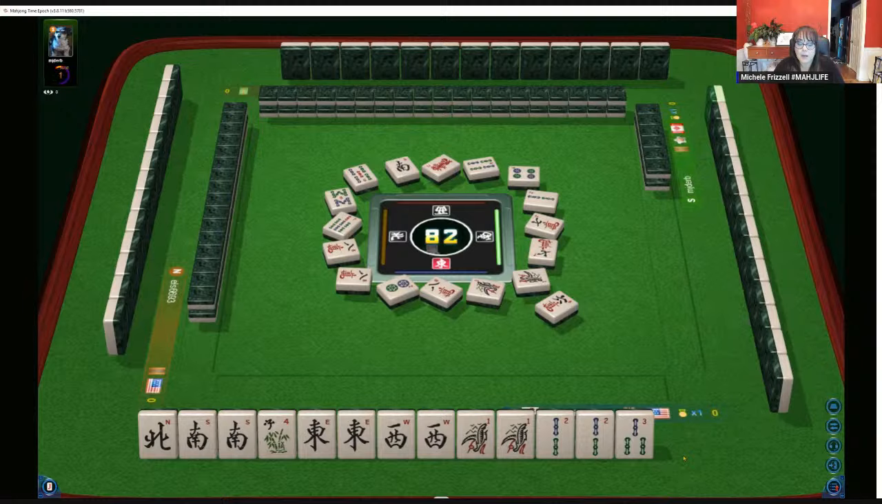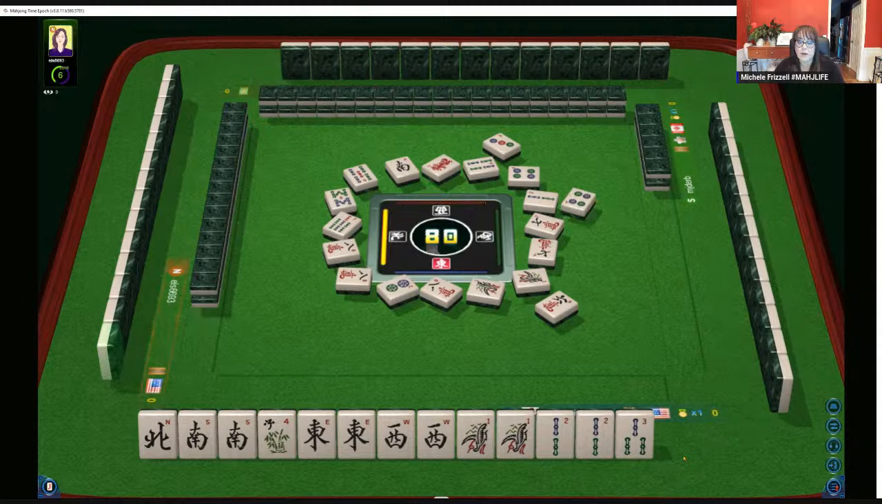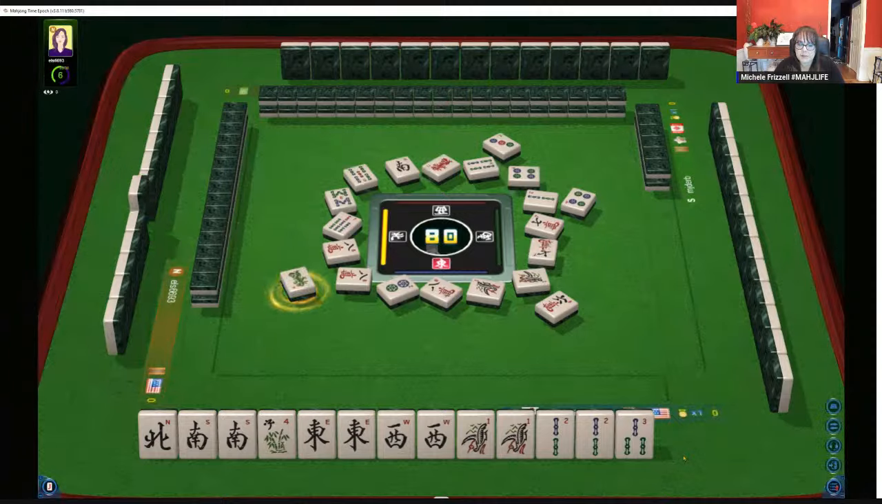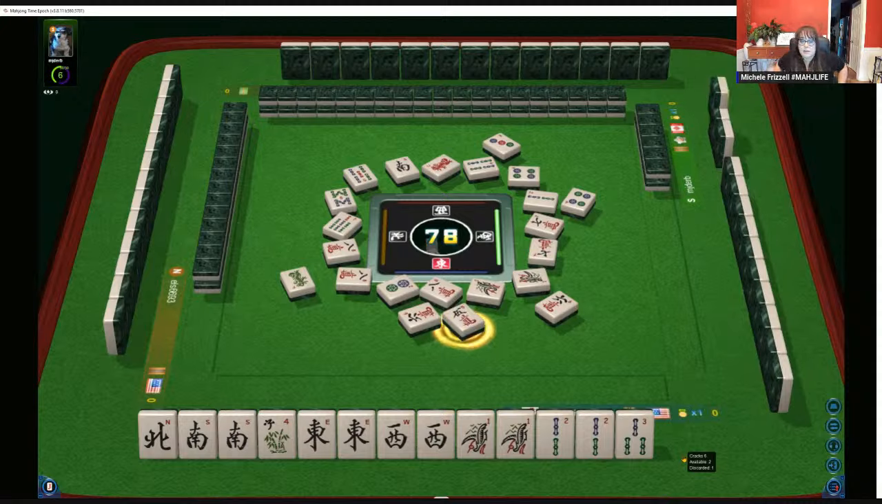We can pung east and west. Now the challenge is somebody else is probably playing winds. Otherwise we would be seeing the winds go down now. There's a south out, but no east west. Green dragon. We'll just see. Maybe somebody's playing concealed. Six characters. Somebody could be doing the concealed news hand or maybe the year hand concealed.